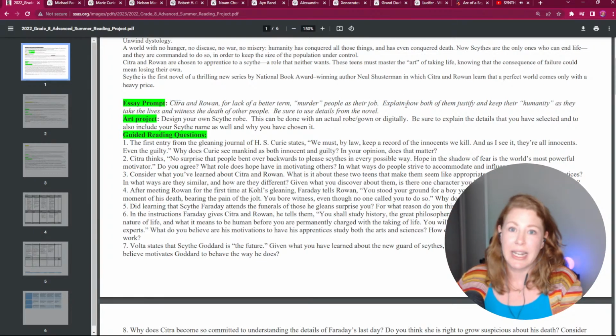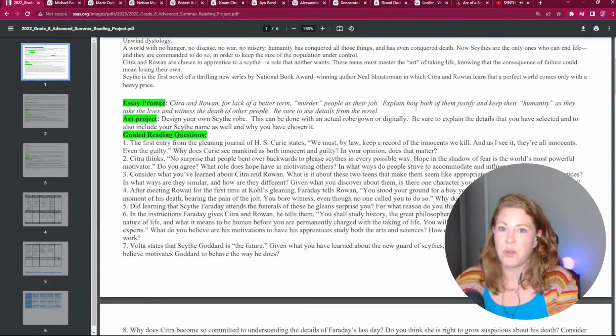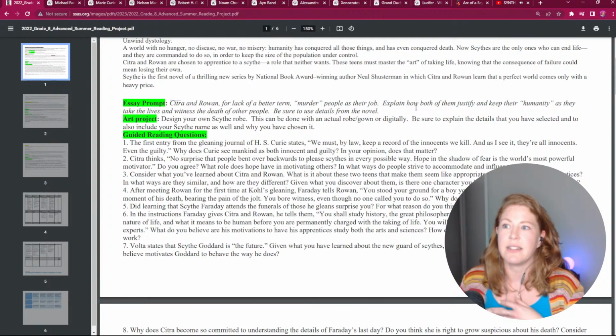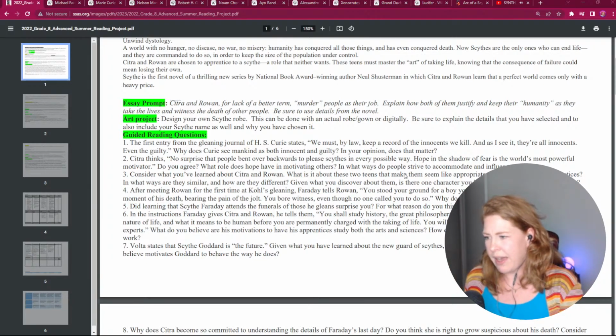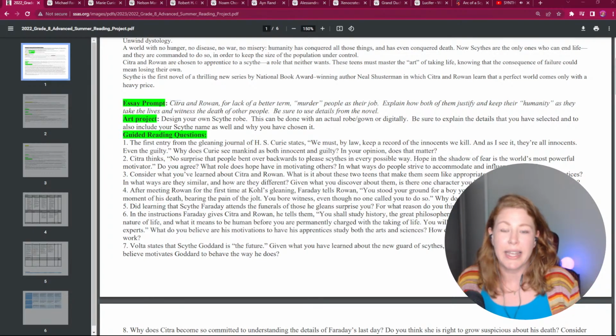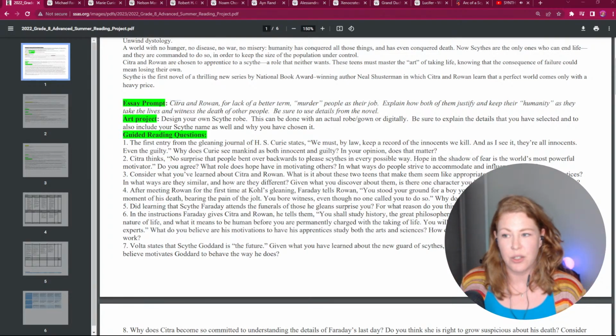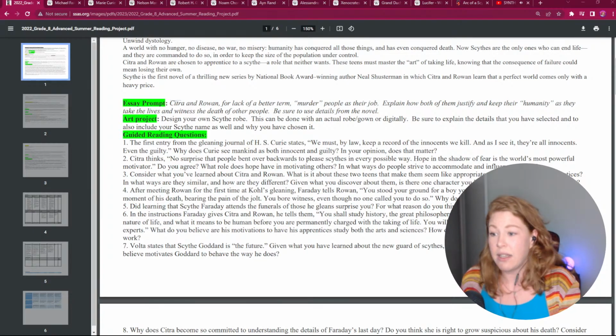So we're going to be explaining. We're going to be using expository style. We want to remain objective. And what I mean by that is we want to try to be as non-biased as possible, or not have a point or an argument that we're trying to make. We're just trying to explain how Rowan and Citra do these things. So it's actually kind of easy if you think about it. Okay.